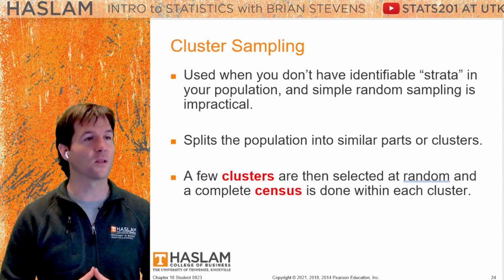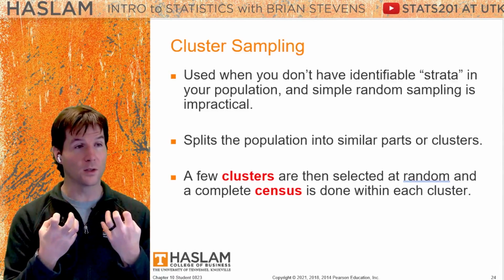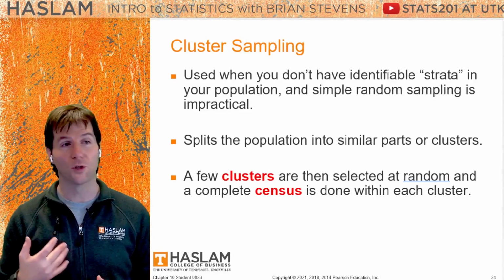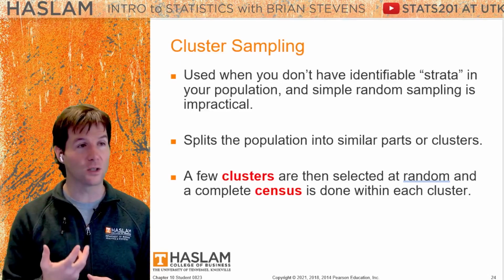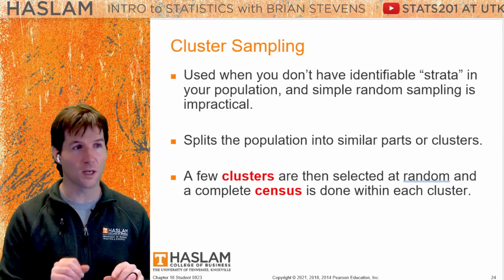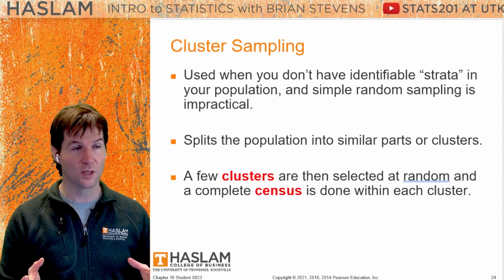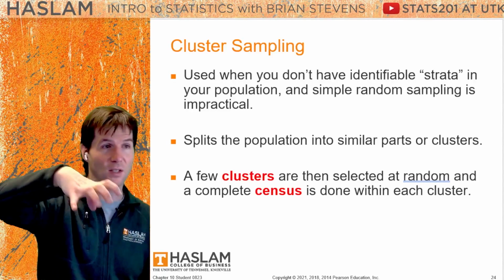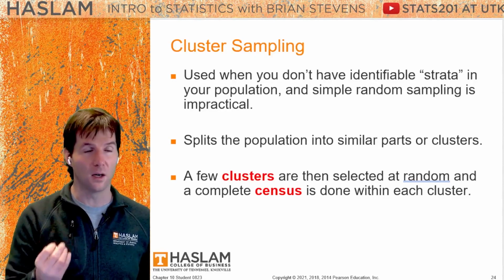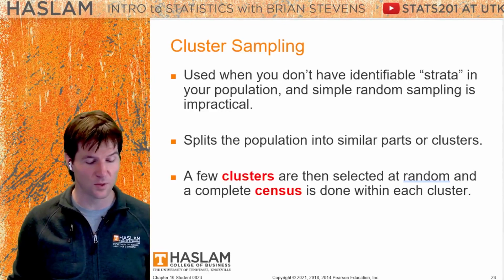Please understand the key differences right here. Clustering is like taking a whole bunch at once very quickly and sampling all of them, where stratified acknowledges differences and then randomly samples within those differences. Write those down right there. Cluster sample has things in groups and then takes a census of the groups. Stratified acknowledges the differences, by which we will do random samples within those groups.